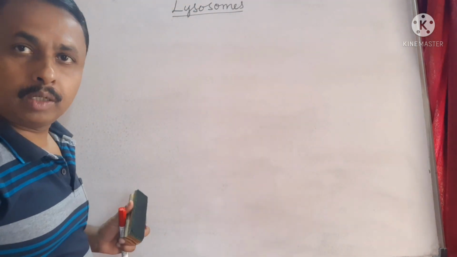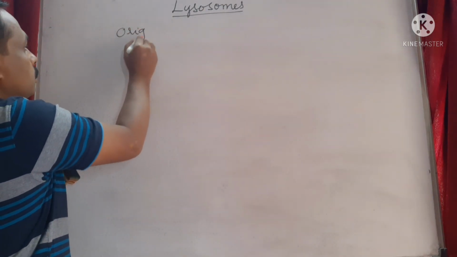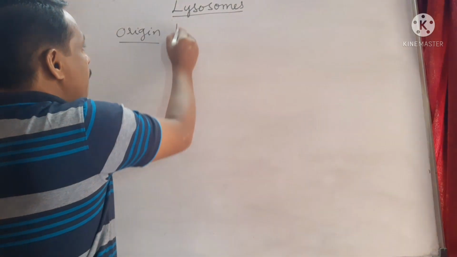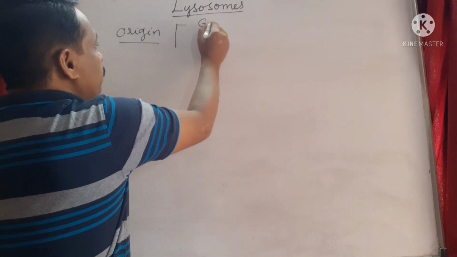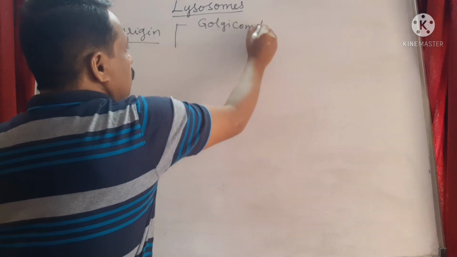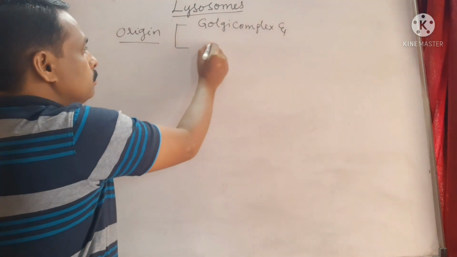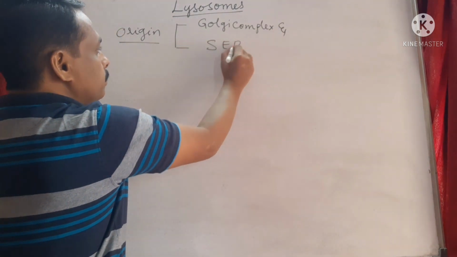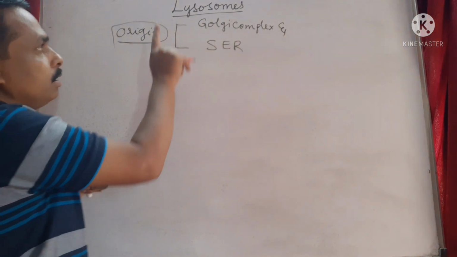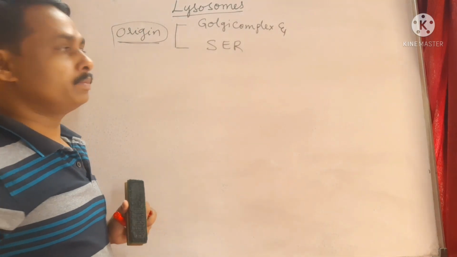Based on the origin, they are developed from the Golgi complex and also from smooth endoplasmic reticulum, SER. This is the biological origin of lysosomes.